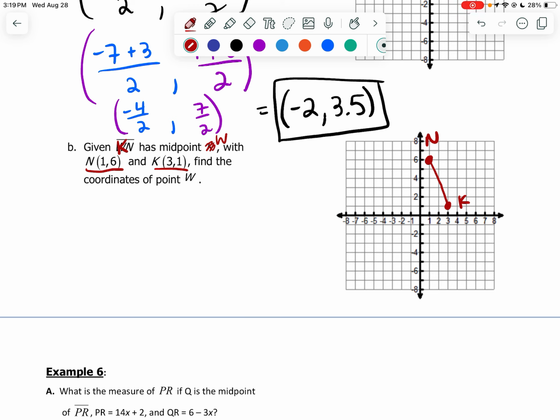So if the sub can pause the video for maybe just 2 minutes, pause it, have everyone try it, and then come back, hit play, and we'll check it.